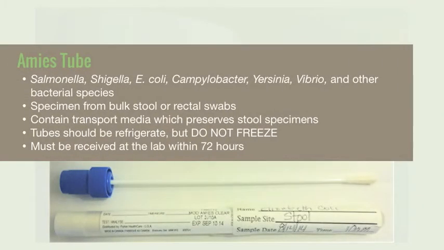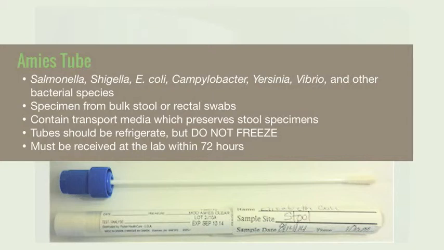The Amy's tube is used to collect stool for culture of Salmonella, Shigella, E. coli, Campylobacter, Yersinia, Vibrio, and other bacterial species. Amy's swabs can be used to get a specimen from the bulk stool or in some situations for rectal swabs. Amy's tubes contain transport media which preserves stool specimens.